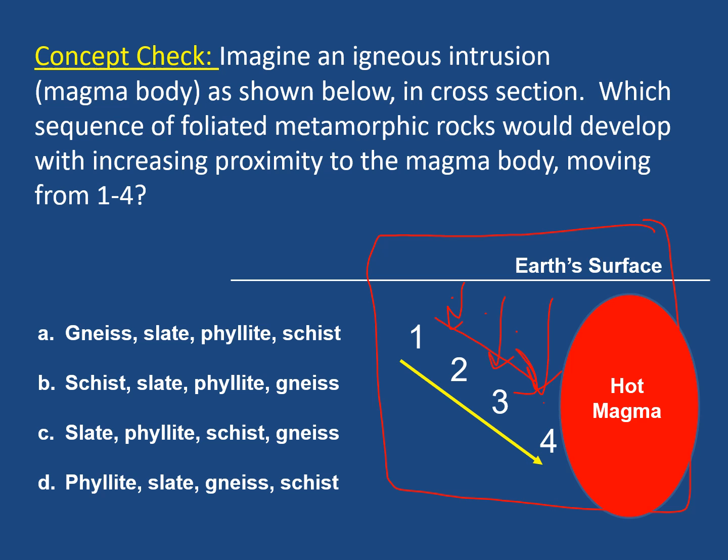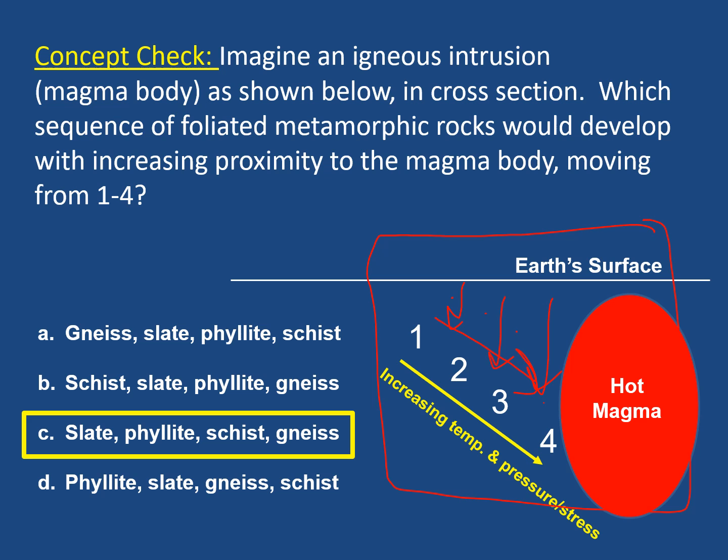Metamorphic intensity, that is increasing metamorphic grade, and the right answer is C. At point 1, we might at that point have turned our shale perhaps into a slate. And then at point 2, that slate has now turned into a phyllite. At point 3, the phyllite has become a schist. And at point 4, before the rock actually melts, maybe the schist has become a gneiss.